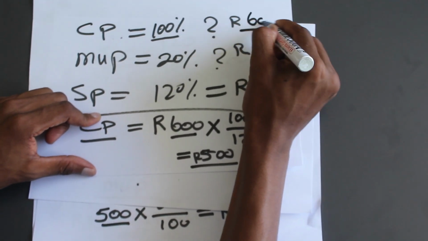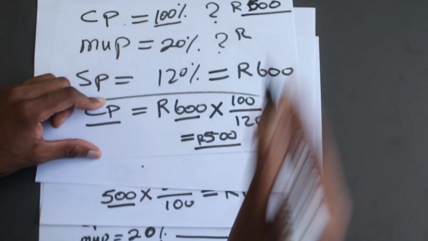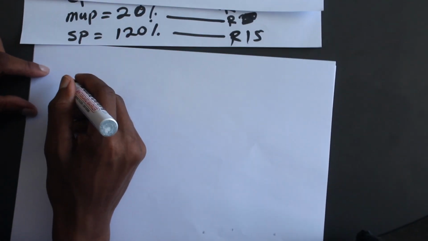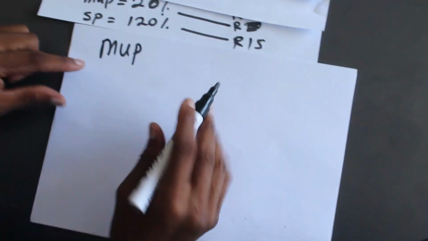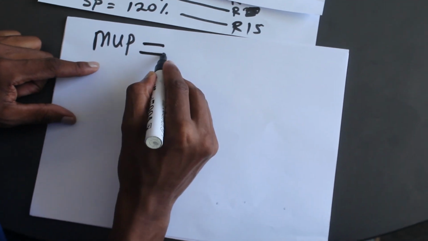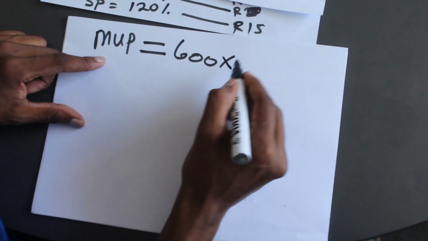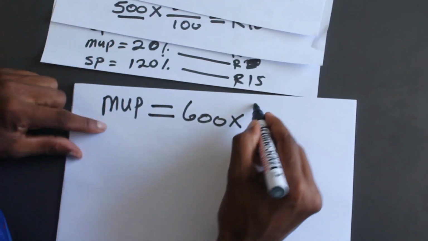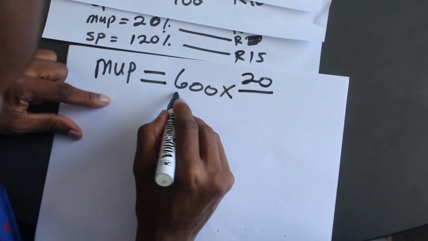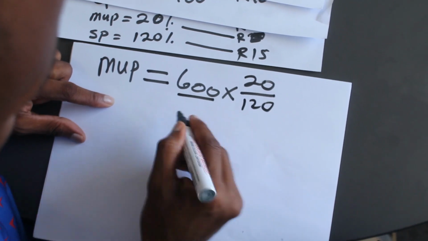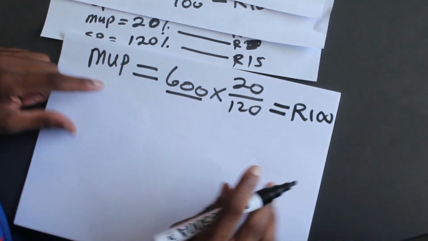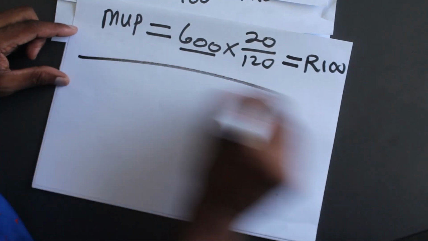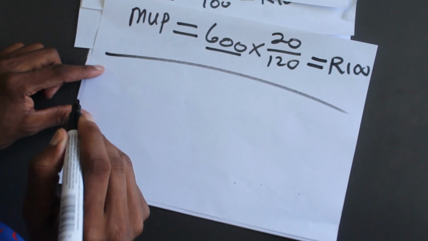And then let's go and calculate our markup, our markup in rand. Remember, we got this one, which is 500. And then now let's go and calculate our markup in rand, using the 600 of sales. Your markup is going to be equal to 600 multiplied by the percentage of markup, which is 20. I will divide by the percentage of this 600, which is 120, and I will get my markup in rand, which is 100 rand.